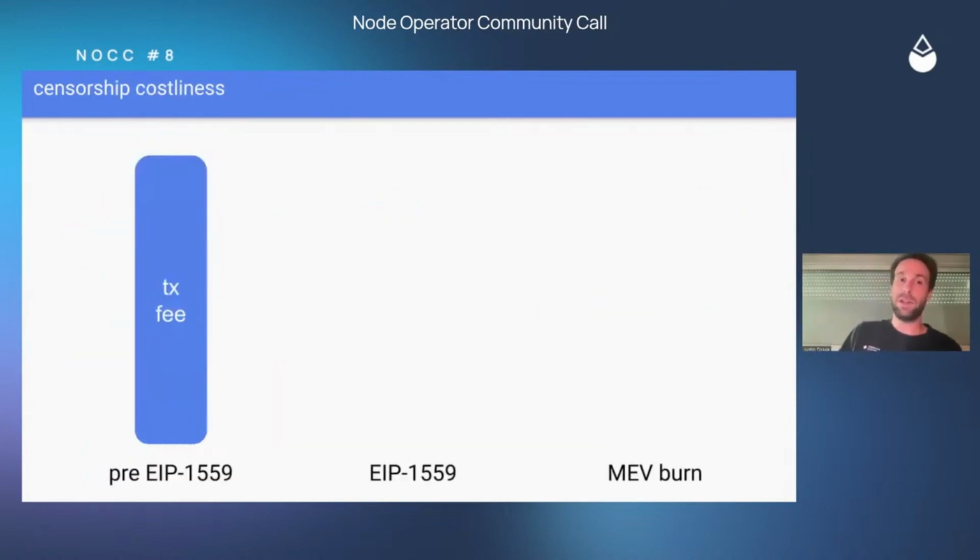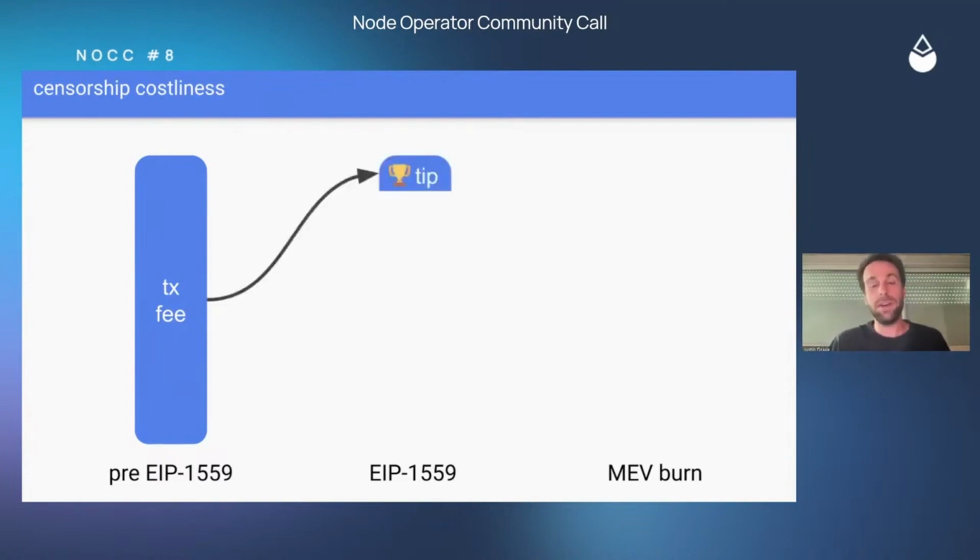Another benefit around censorship is the costliness of censorship. So before EIP 1559, we had this notion of a transaction fee, before we had the base fee and the tip. And if you wanted to censor a transaction, you would pay the full opportunity cost of not including that transaction. So if someone was willing to pay $10 for this transaction and you didn't include it, then you lost $10 in opportunity cost.